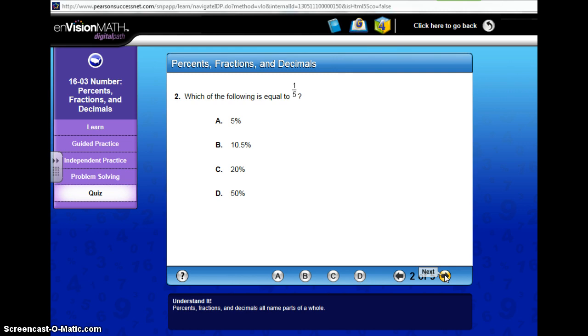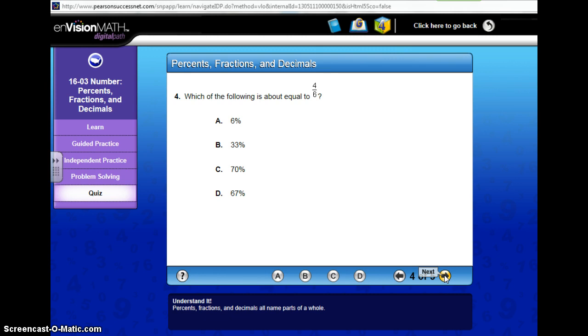Next one, very similar. Which of the following equals 1/4? Sam? 25%. I'm going to be honest, guys. By 5th grade, you should know what that is. You should know what this is. It's just a given, just like you know your multiplication facts. How about this one?